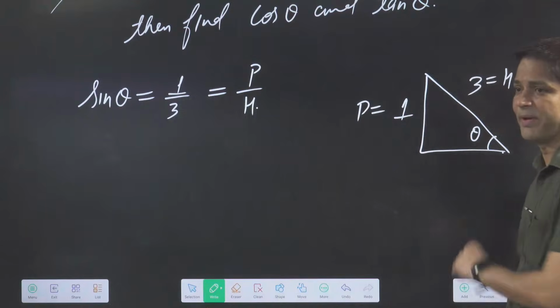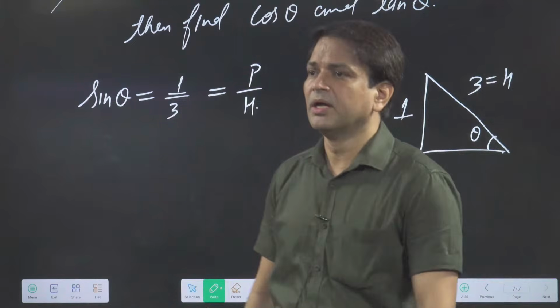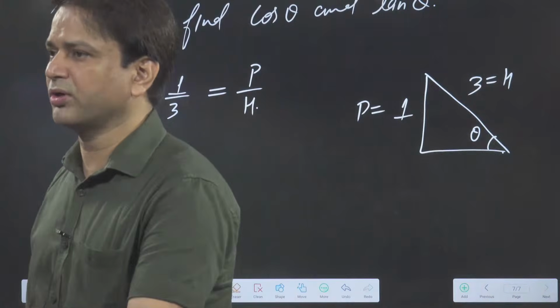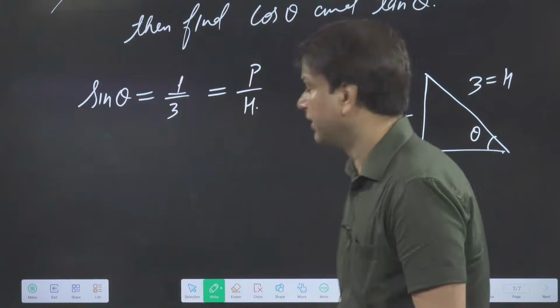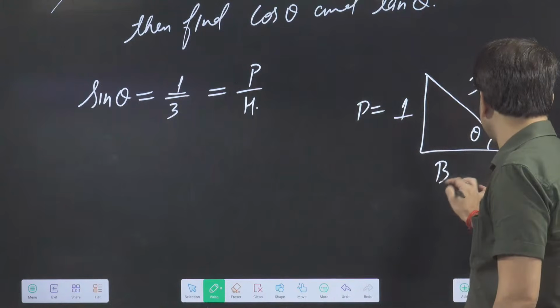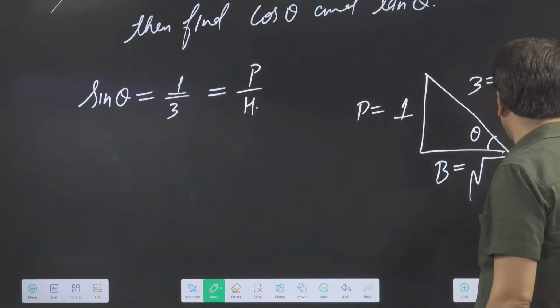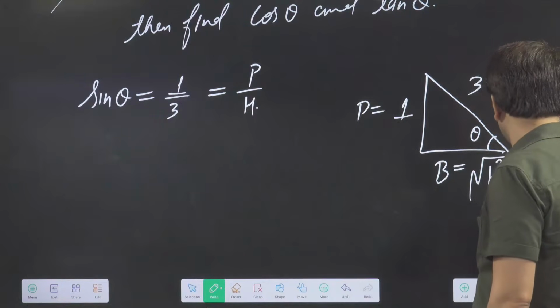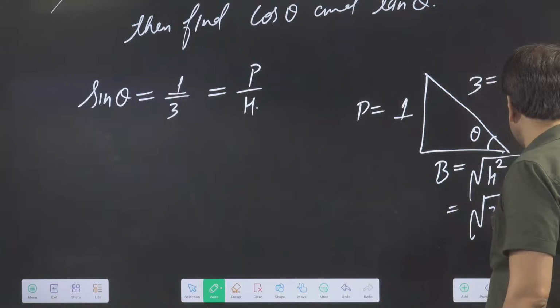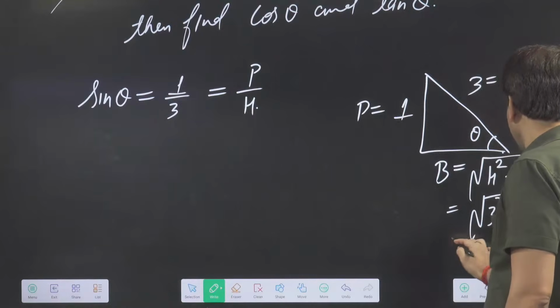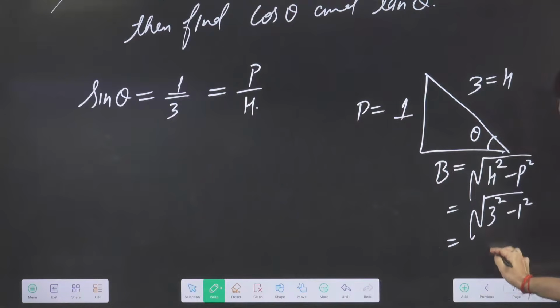Then what is the base? We will use the Pythagoras theorem. Base square plus perpendicular square is equal to hypotenuse square. Then what base will I get? B is equal to under root of H square minus P square. What will you get? Under root of 3 square minus 1 square. So root 8. Root 8 means 2 root 2.